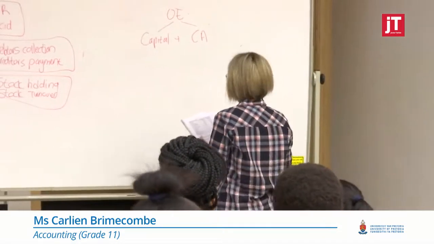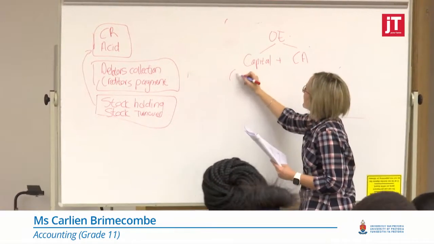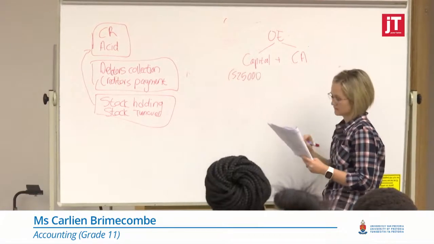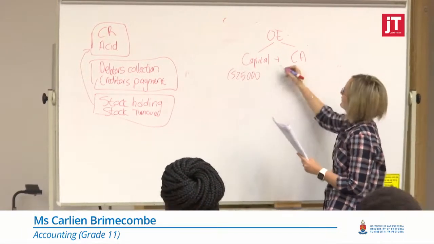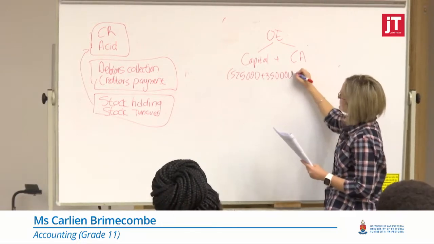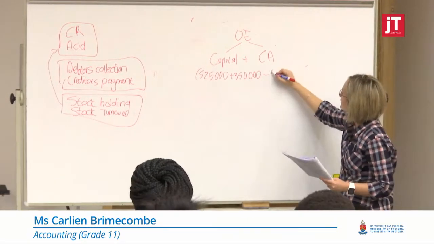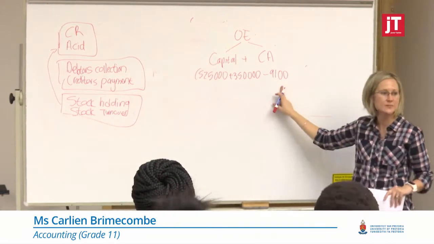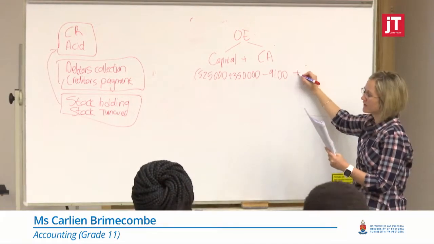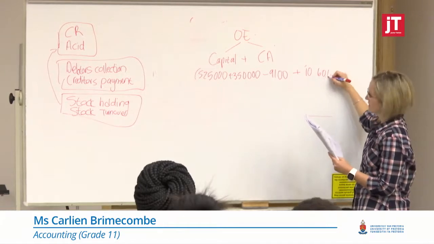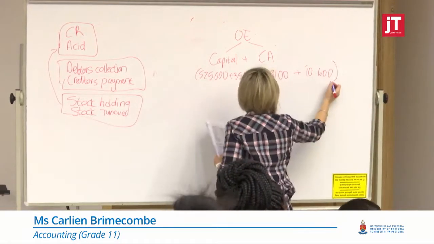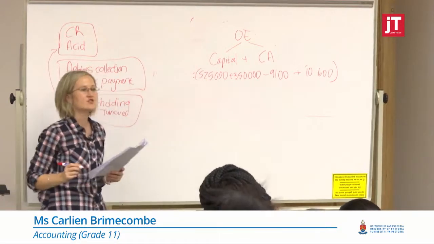It is debt equity, so in other words, your total non-current liabilities divided by owner's equity. So what is your capital? It's 525,000 plus 350,000. Now we look at the current account. Yes, we have to minus 9,100. Why? Because it has a debit balance. And then we have plus 10,600. So all of that is your equity.